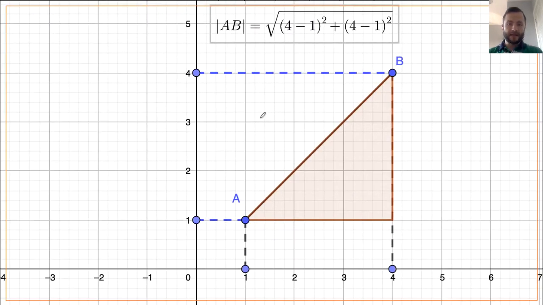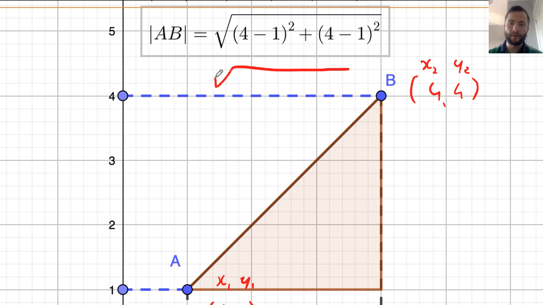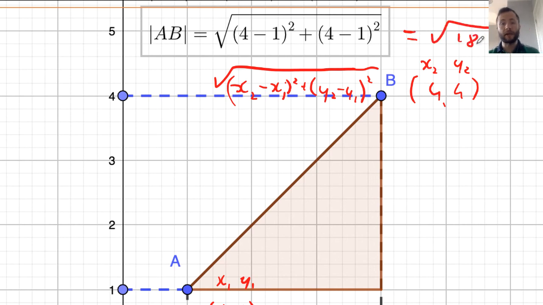So looking at this example, point A has coordinates of 1 and 1, and point B has coordinates of 4 and 4. And normally what I usually write over the coordinates is that this is x2, this is y2, this is x1, and this is y1. And I use my formula, which is the root of (x2 minus x1) all squared, plus (y2 minus y1) all squared as well. So if I put the numbers in, I'm going to get this formula, and the result is equal to the square root of 18. And we can leave it like that. So that would be the way to calculate the distance between the 2 points.